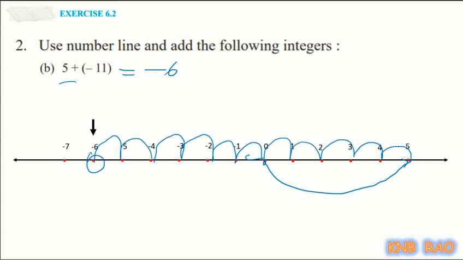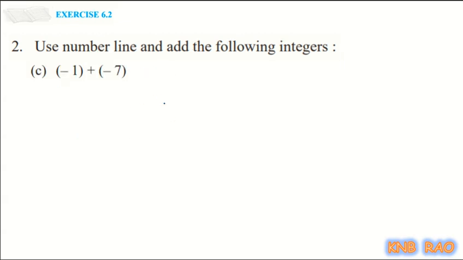So, you are moving towards left when you are subtracting, that is, adding a negative number. When you are adding a positive number you will move towards right. Then the next question is: use number line and find minus 1 added to minus 7.